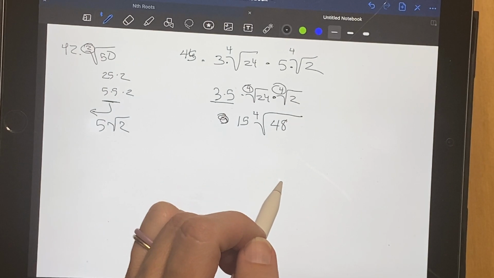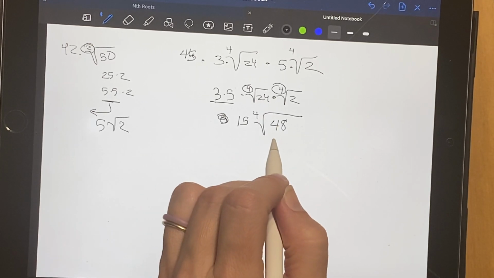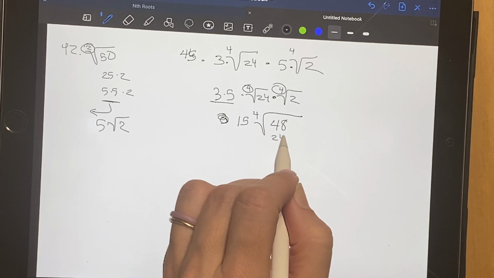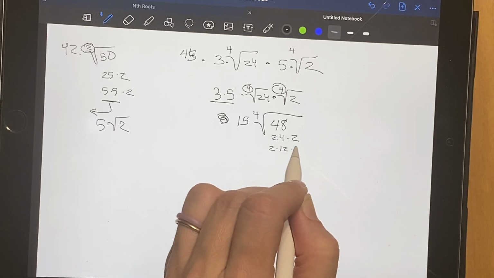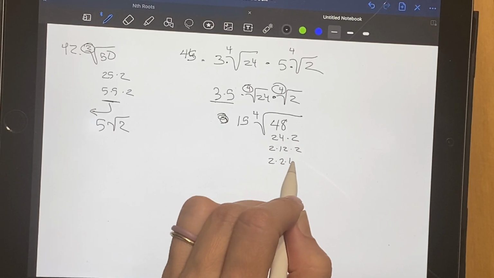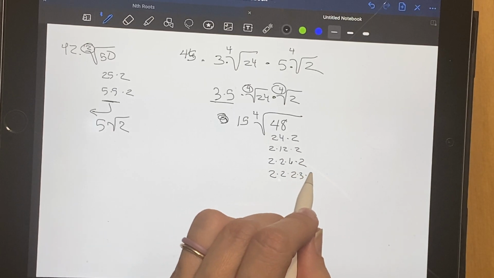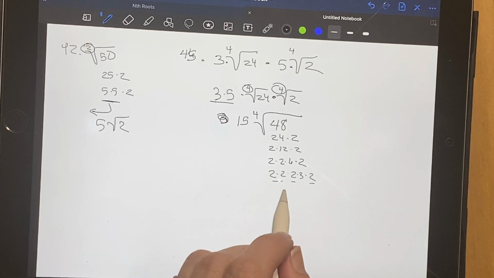So then how do we reduce the fourth root of 48? So what is 48? I've got 24, so we knew it was 24 times 2. 24 is 2 times 12, and then I've got my 2. 12 is 2 times 6, 2, and then I've got 2 times 2. And then my 6 is 2 times 3 times 2. So I do have 4 2's in there.